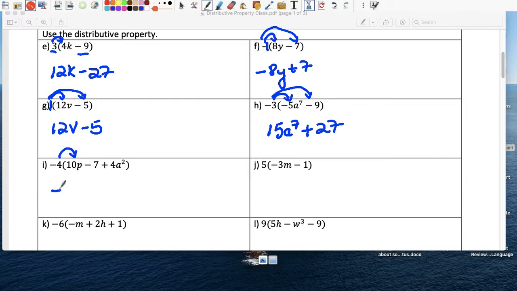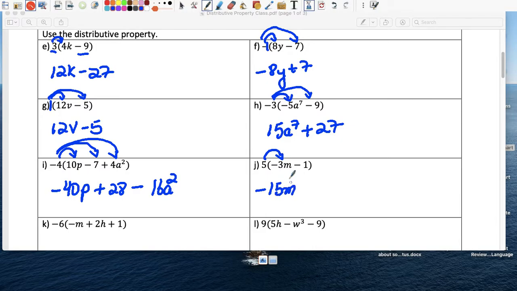Negative and a positive is negative. 4 times 10 is 40p. Negative and a negative is a positive. So that's 4 times 7 is 28. Negative and a positive is a negative. And 4 times 4 is 16a squared. Positive times a negative is a negative. 5 times 3 is 15. Positive times a negative is a negative.